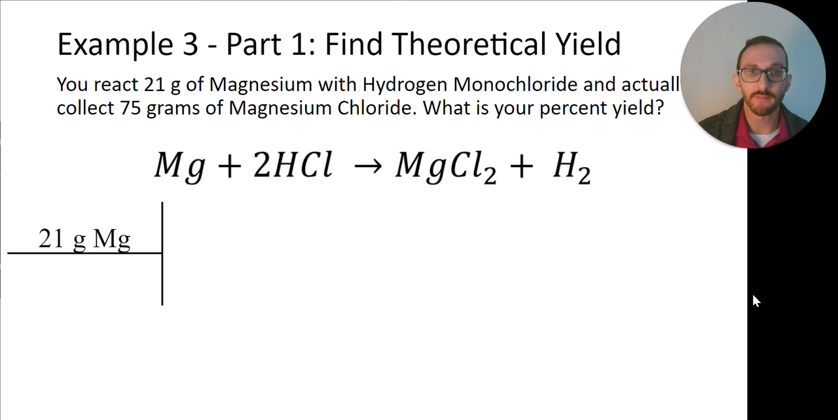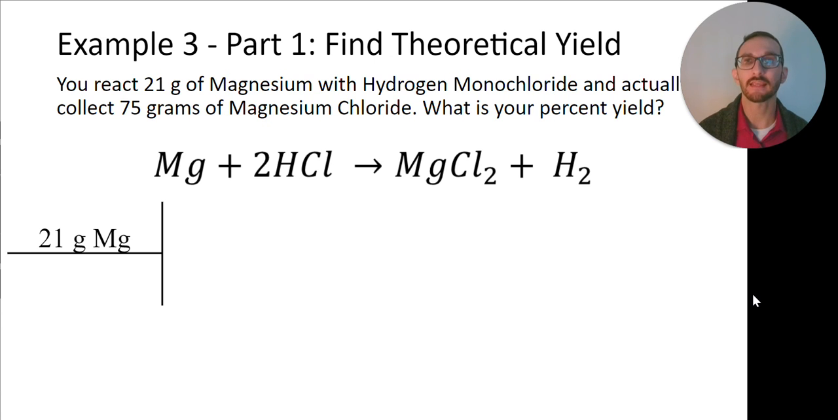So sometimes when you're looking at examples of this process and the calculations, you'll see that they are expecting you to do the stoichiometry and calculate your theoretical yield before you do the percent calculations. So in this example, we're told that we're reacting 21 grams of magnesium with hydrogen monochloride, and then we are told about our actual yield.